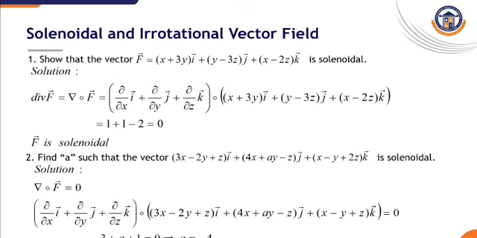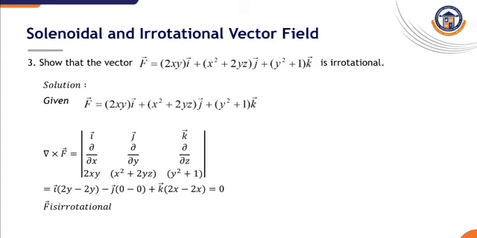The derivative with respect to x of 3x minus 2y plus z is 3. The derivative with respect to y of 4x plus ay minus z is a. And the derivative with respect to z of x minus y plus 2z is 2. Therefore 3 plus a plus 2 equals 0, so the value of a becomes minus 5.